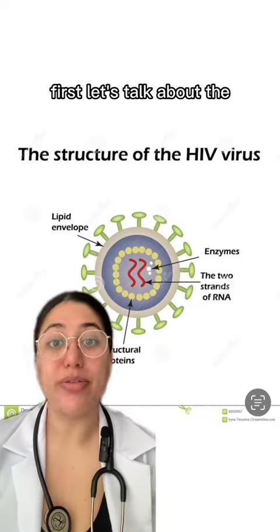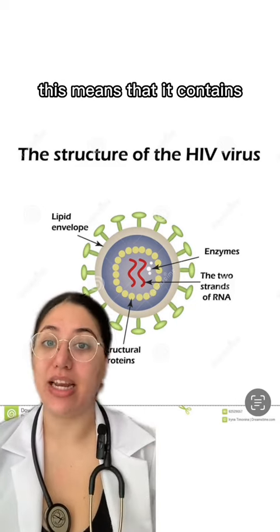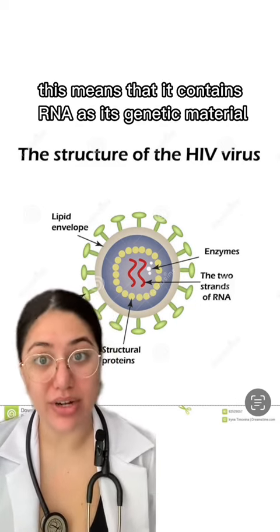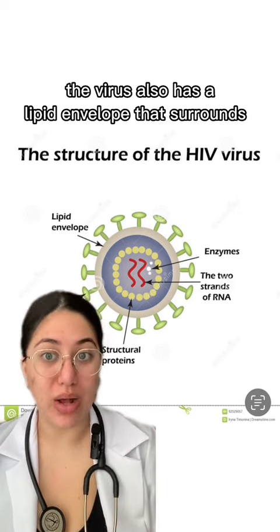First, let's talk about the structure of the virus. HIV is a retrovirus. This means that it contains RNA as its genetic material instead of DNA. The virus also has a lipid envelope that surrounds it.